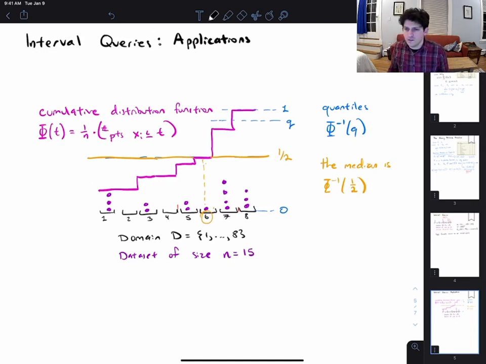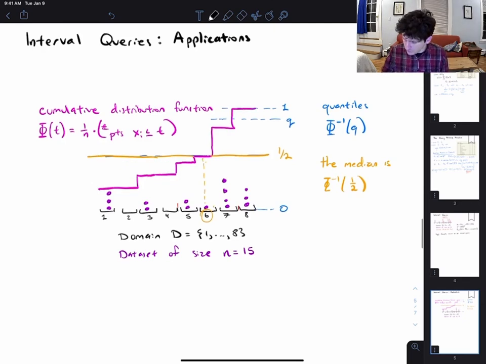All right. So the cumulative distribution function is like this pink step function. It says, what fraction of the data lies below this point. So at 1, the answer is 3/15 of the data. At 2, the answer is also 3/15 of the data. At 3, it becomes 5/15 of the data. At 5, it becomes 7/15 of the data. And once we get up to 8, it's 1. Everybody is at most 8 by definition.